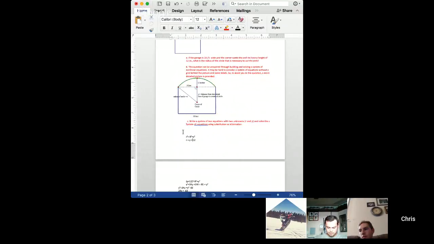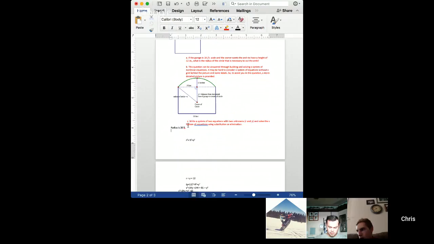Wait, say what you're saying again. So you're saying that the radius is 20 feet? Yeah. Wait, explain again how you knew it. Oh, right. Because it's 18 feet across plus a foot on each side, and you just drag it down to the center. That gets you 20 feet.